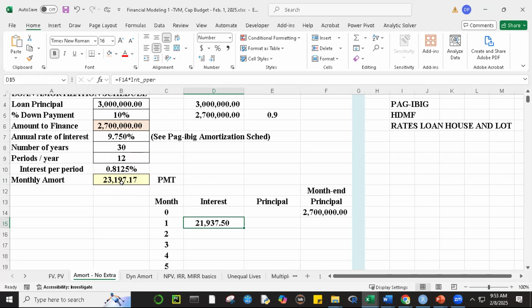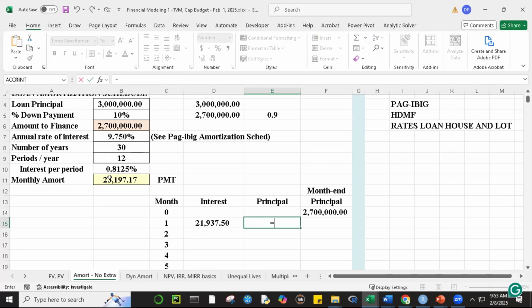Okay, so which means that for the first month, the amount that you're paying, 23,197.17, 21,000 of that will be interest. Only the balance, less than 2,000, will be a reduction in your principal. So this will be equal to our monthly amortization minus the interest. Control Enter.